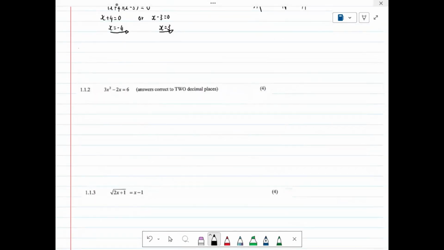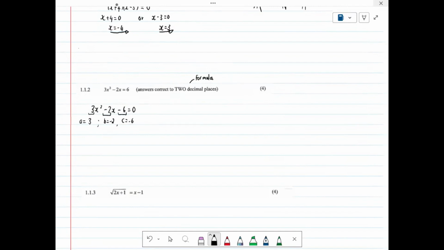For the next question, it's a quadratic equation again, and this time in brackets is answers correct to 2 decimal places. That usually indicates that you should use the formula, as in it will not factorize that well. So to use the quadratic formula, we have to equate everything to 0. So we take that 6 over and it becomes negative 6. Then the coefficient of x squared is our a in the formula. The coefficient of x is our b in the formula. And our constant term is the c in the formula.